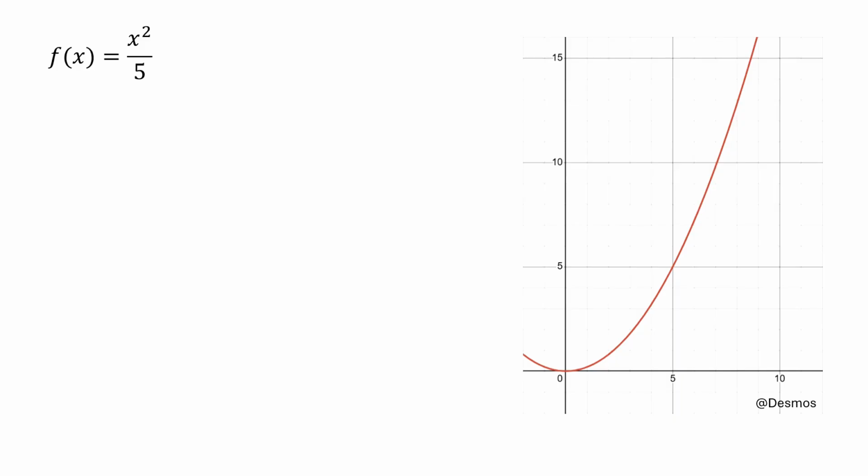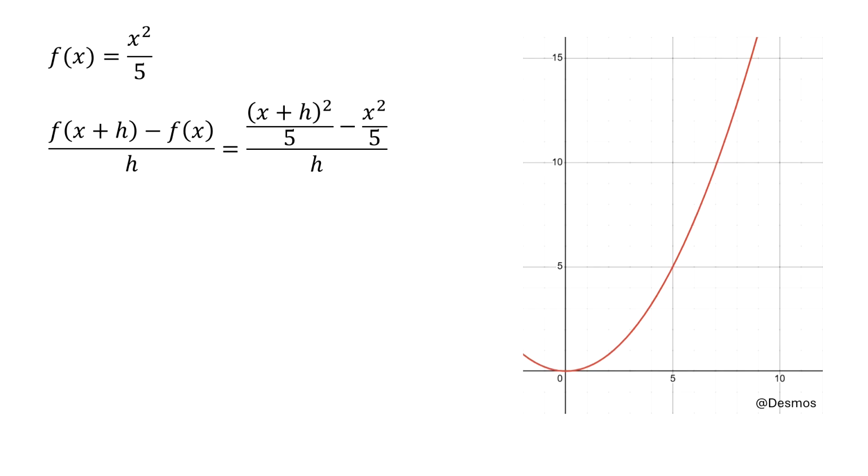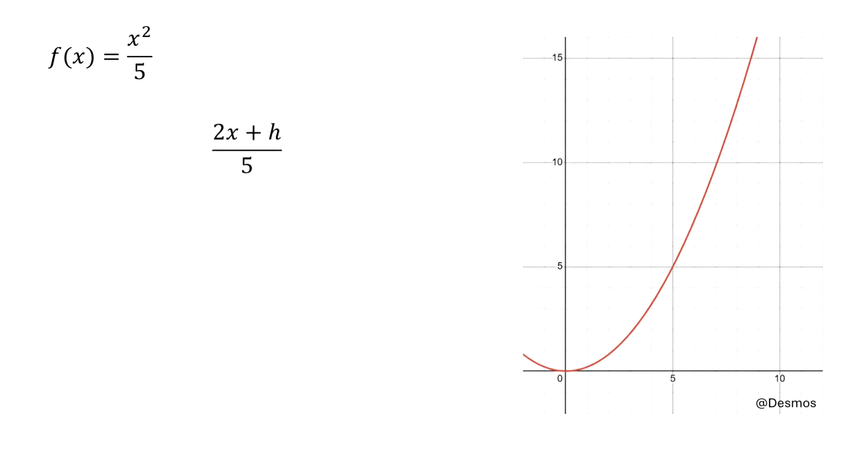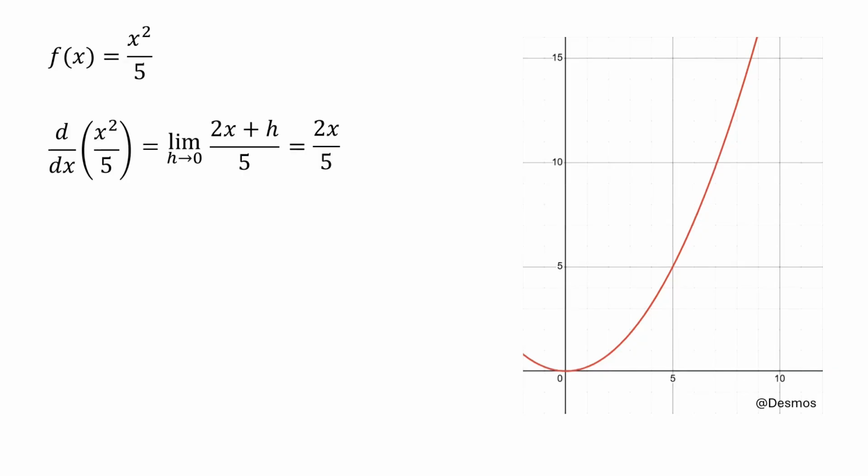We can now find the derivative of our function. Start by filling in the difference quotient. Simplify it. And finally, apply the limit as h shrinks towards 0. The result is the derivative of this function. You can also use this notation instead of f prime.